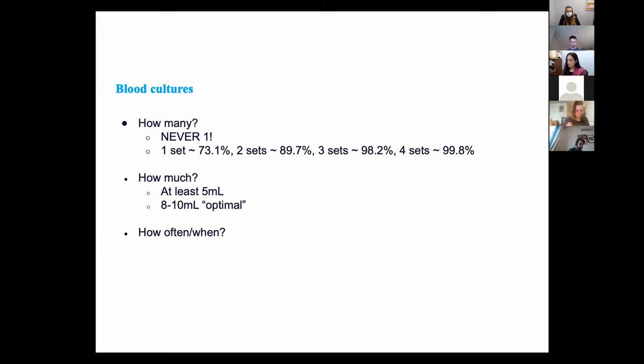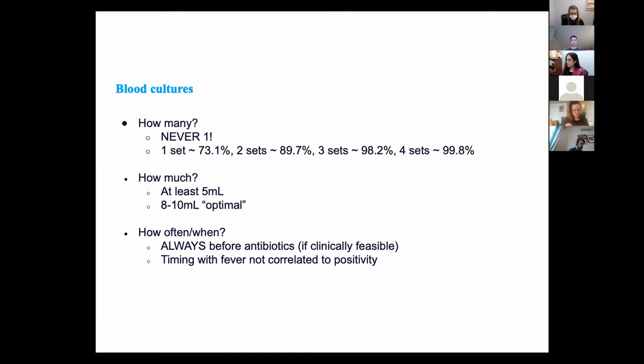And then how often and when do you want to draw them? So there really is no relationship between blood culture positivity and fever. A lot of people say draw it at the time of the fever, but that doesn't really hold true. You always want to try before antibiotics if it's feasible. Number 1 cause of culture negative endocarditis is previous antibiotics, actually. And like I said, the timing with fever is not really correlated to positivity. And you want 2 to 3 sets, like we talked about, from different sites.